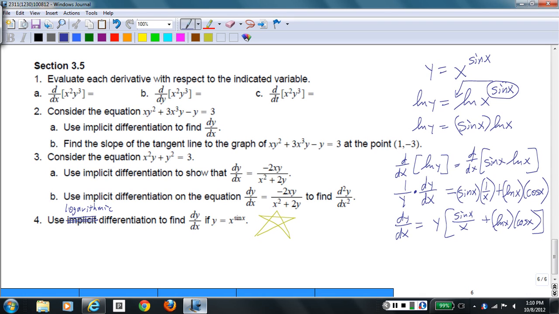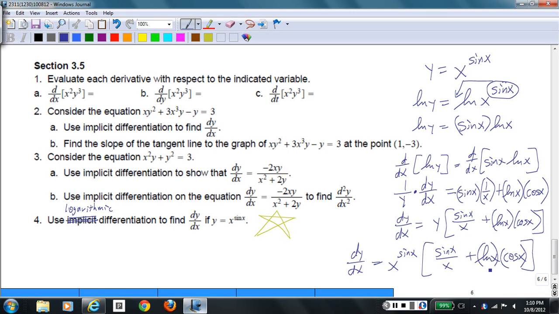In the final step, what should we do for the final step? Put in for y, x to the sine x. So x to the sine x times sine x over x plus natural log of x cosine of x.